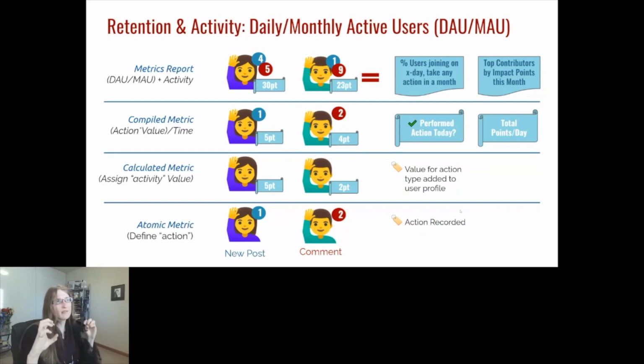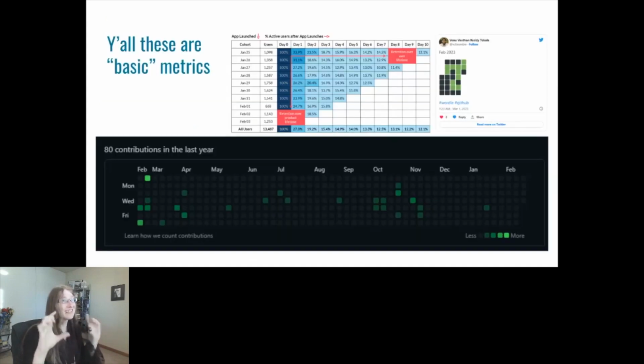And then once you have this basic value set based upon tags or systems, you can now start to build formulas or mathematical proofs for what each piece of that data means. This is called a compiled metric, which is an action times a value divided by the amount of time. And that gives you overall your basic DAU, MAU metric. Y'all, that was one metric. One. And this is the metric that runs a large majority of GitHub commits. This graph, 80 contributions in the last year, is a GitHub commit.